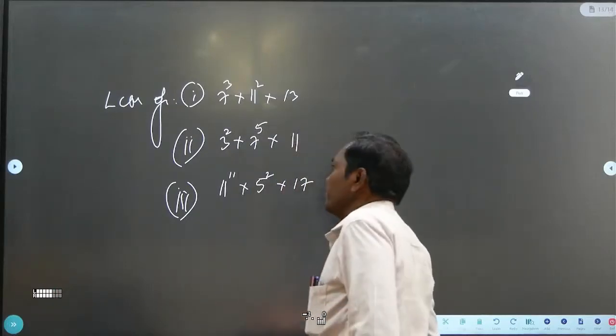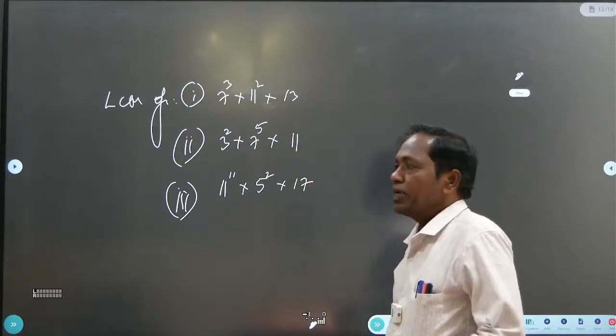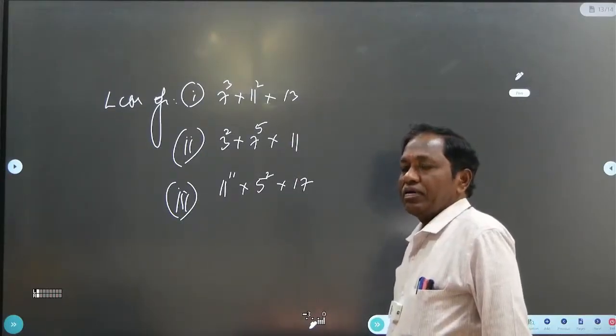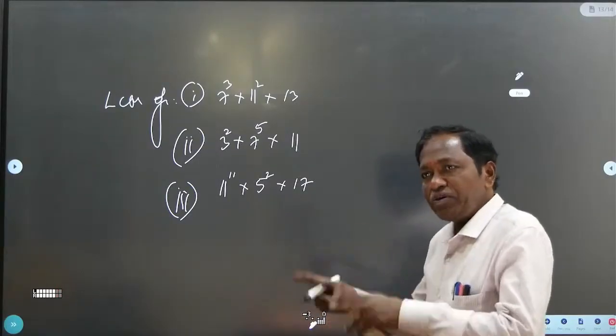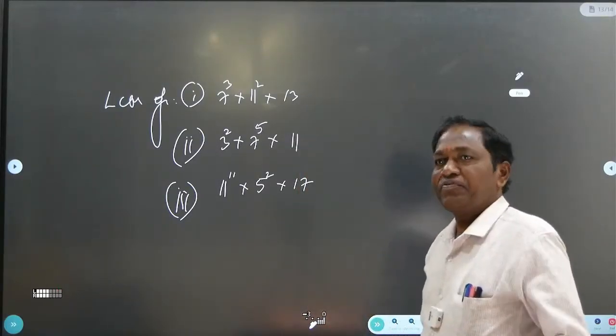Now find the LCM of these three expressions. This is one expression, second expression, third expression. Least common multiple means that the number should be a multiple of the given numbers. Naturally, that number will be much bigger than the given numbers.